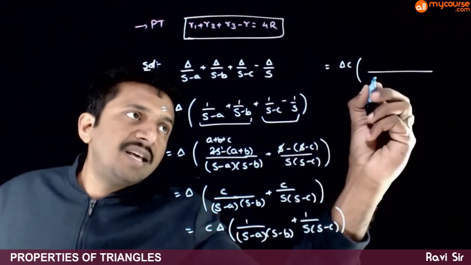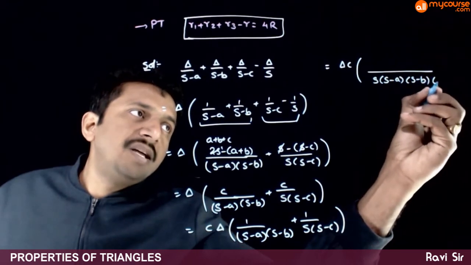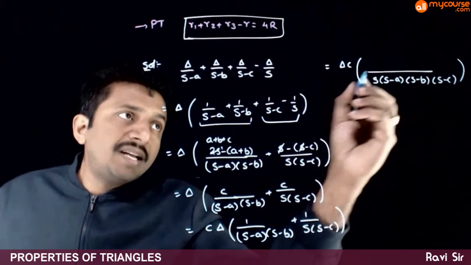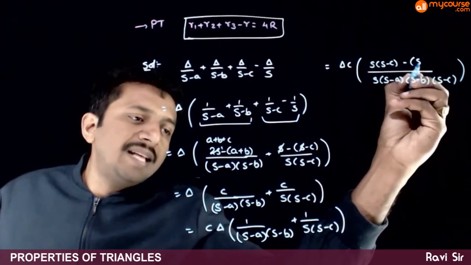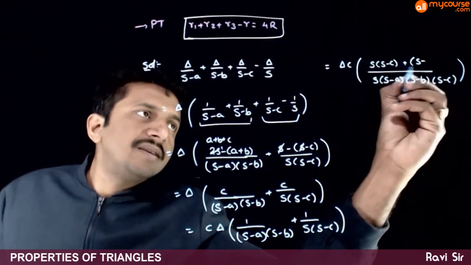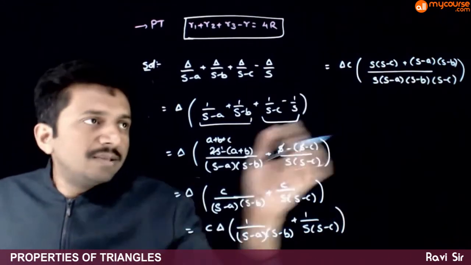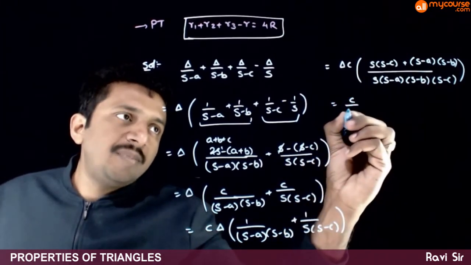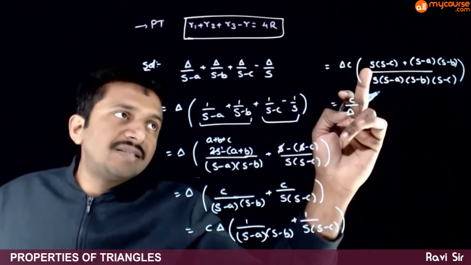The LCM is S into (S minus A) into (S minus B) into (S minus C). And if you take the LCM, you get S times (S minus C) plus (S minus A) times (S minus B). So the denominator is delta square, right? The denominator is delta square. You get C by delta times. So let us try to simplify this.